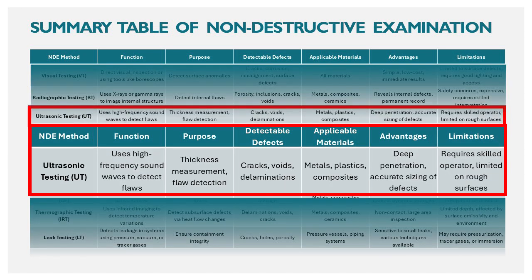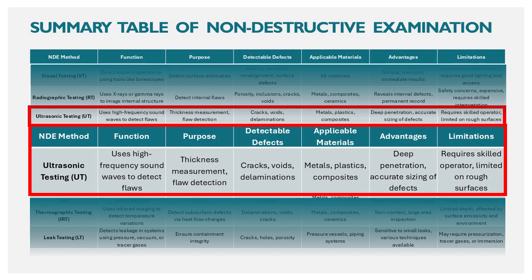Ultrasonic testing or UT method. The function of ultrasonic testing or UT is that it sends high-frequency sound waves into a material and analyzes the reflected signals. The purpose of ultrasonic testing or UT is to measure thickness and detect internal flaws. Detectable defects by using ultrasonic testing or UT include cracks, voids, delaminations, inclusions. Ultrasonic testing or UT is applicable to metals, plastics, composites.